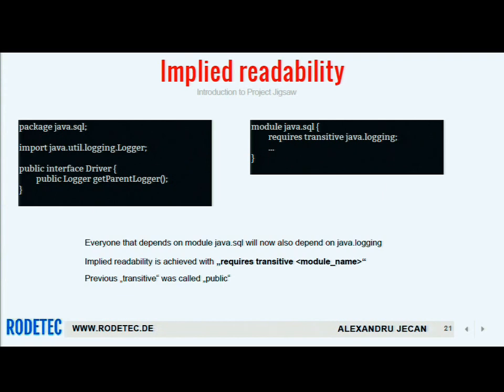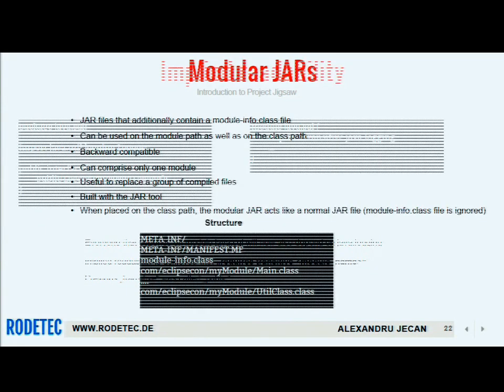So if you use java.sql, and you see there java.sql contains types from java.logging, then if you require java.sql, because it requires transitive java.logging, you don't have to also write requires java.sql, requires java.logging. It's enough to write requires java.sql.